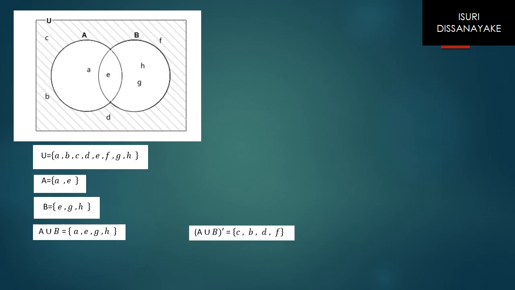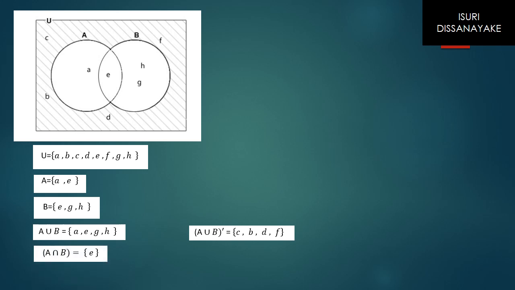Look at this now. A union B dash means the complement of A union B. I told you the complement means not. So what are the elements which are not there in A union B? You compare it with the universal set. You can see C, B, D and F are not there in A or B. That is A union B.